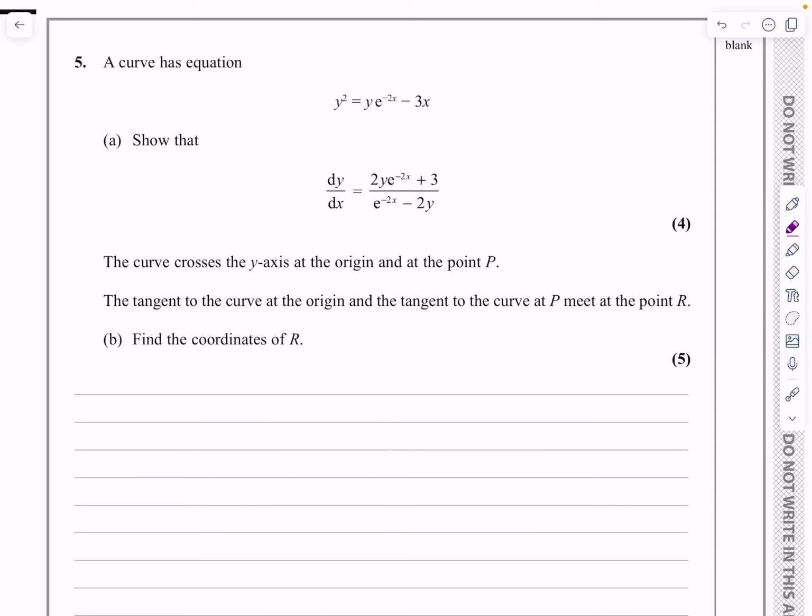Okay, this is the P4 paper from June 2021. It's question number 5, and if we look at it, we can see that this is a differentiation question, and in particular, I've got an implicit function there, so it's going to be implicit differentiation.